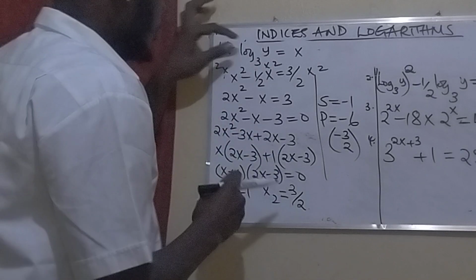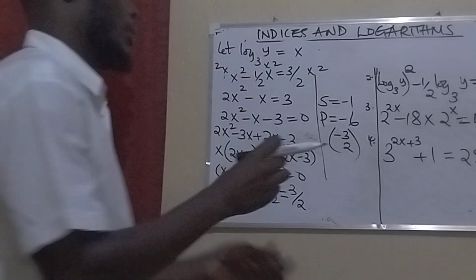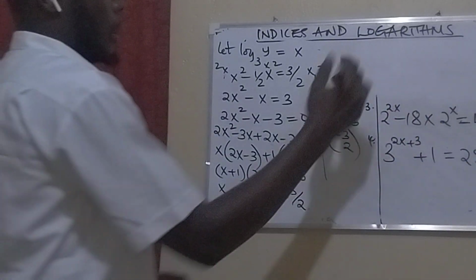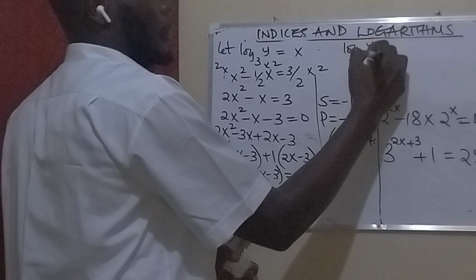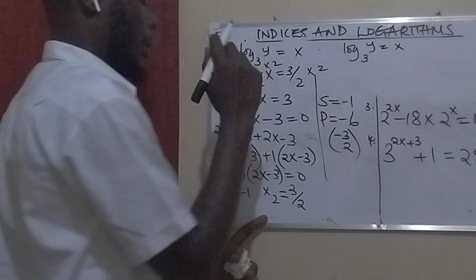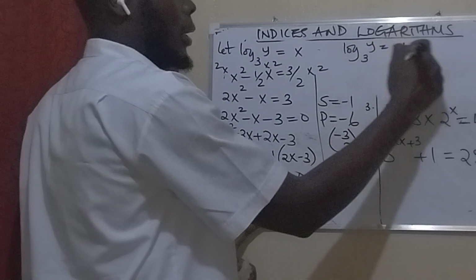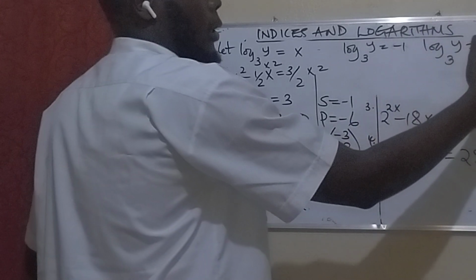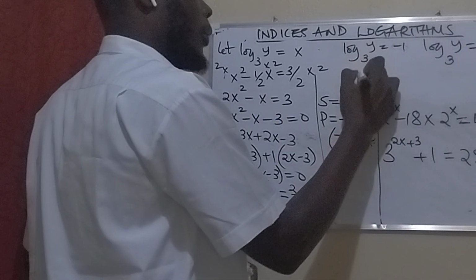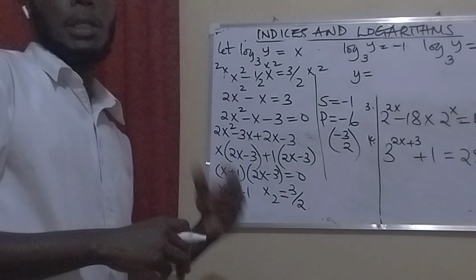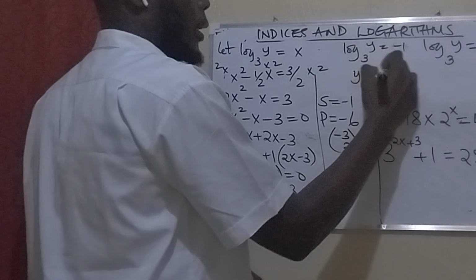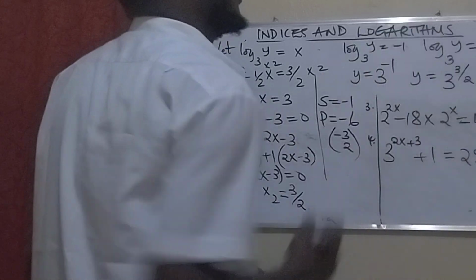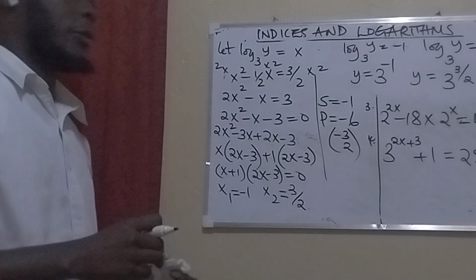But still, we have not gotten the value of y. So you come again and substitute. You said log y base 3 is equals to x, but your x is -1, so -1. And again log y base 3 is equal to 3 over 2. So here your y, now you write it in index notation, so it will be 3 raised by -1, and here y will be 3 raised by 3 over 2. So you have the value of y.